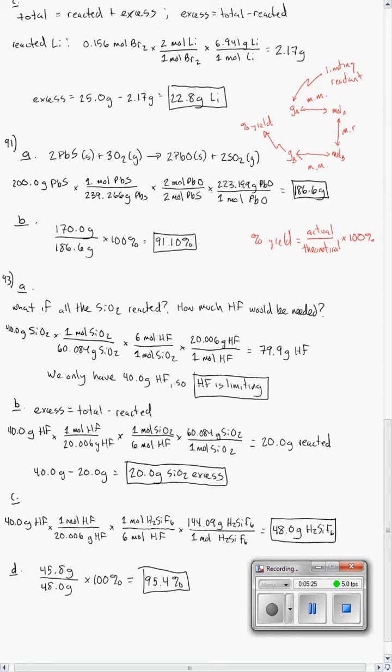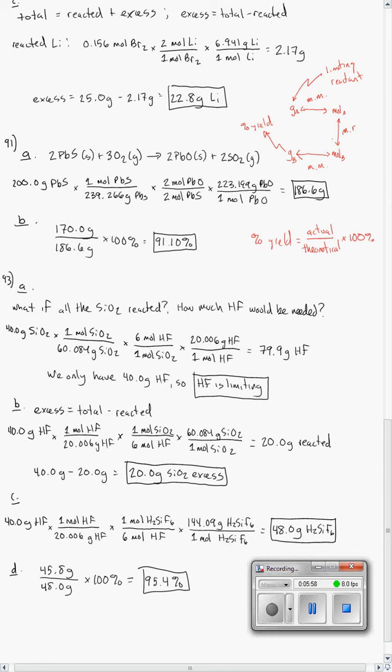So we've got our mass of SiO2. What we're going to ask is, what if all of this SiO2 reacted? How much hydrofluoric acid would we need? To do this, we're going to go around our diagram. So we're going to go from grams of SiO2 to moles of SiO2. We'll use our balanced chemical reaction to go from moles of SiO2 to moles of HF, and from there we can go from moles of HF to grams of HF. That'll tell us how much HF we'd need to use up all of that SiO2.